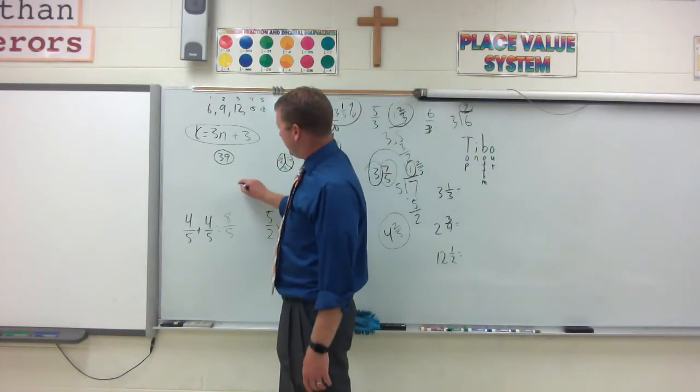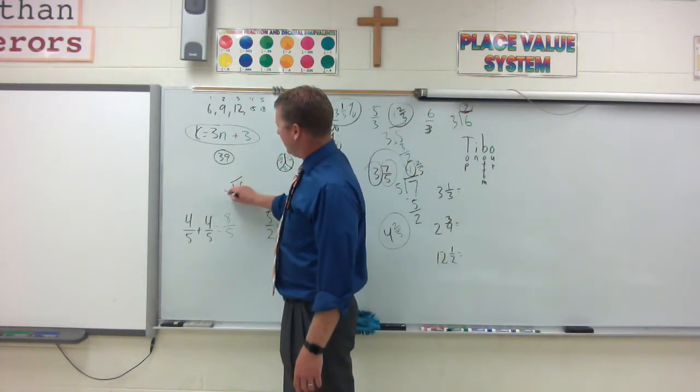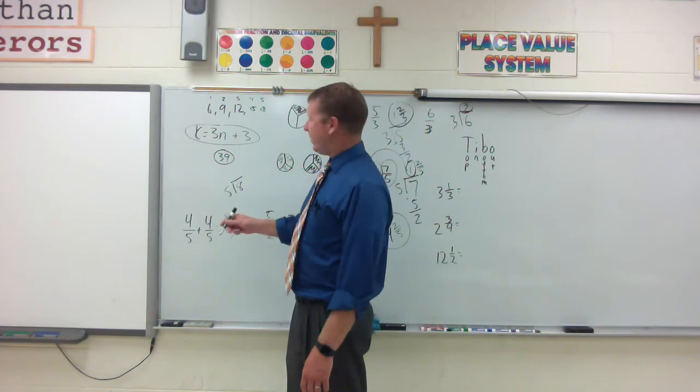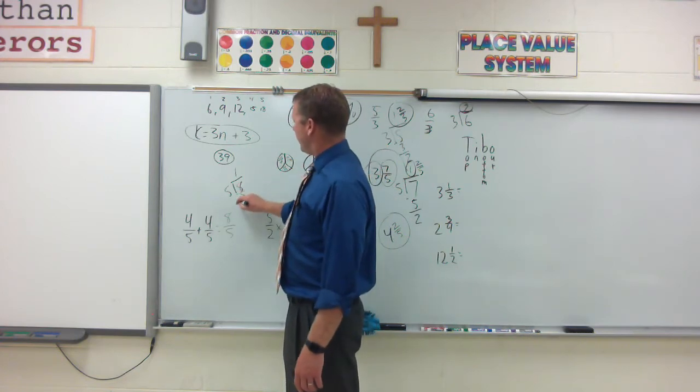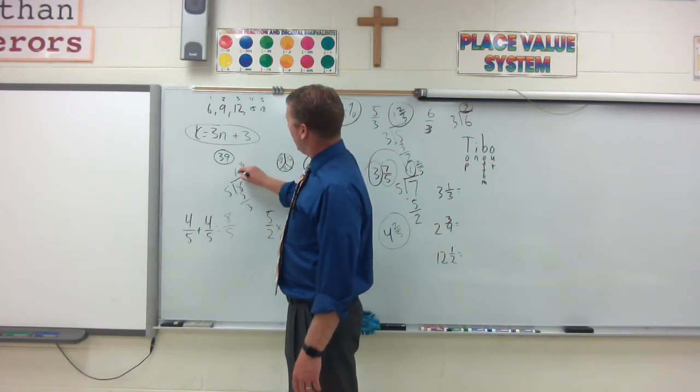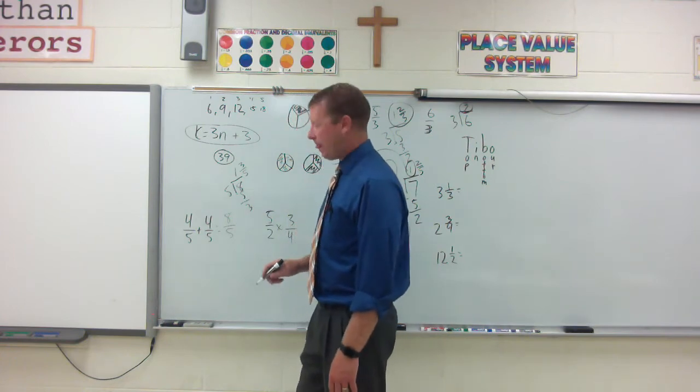How do I do that? Top number in, bottom number out. 5 goes into 8 once, that's 5. Subtract 3, I have 1 3/5.